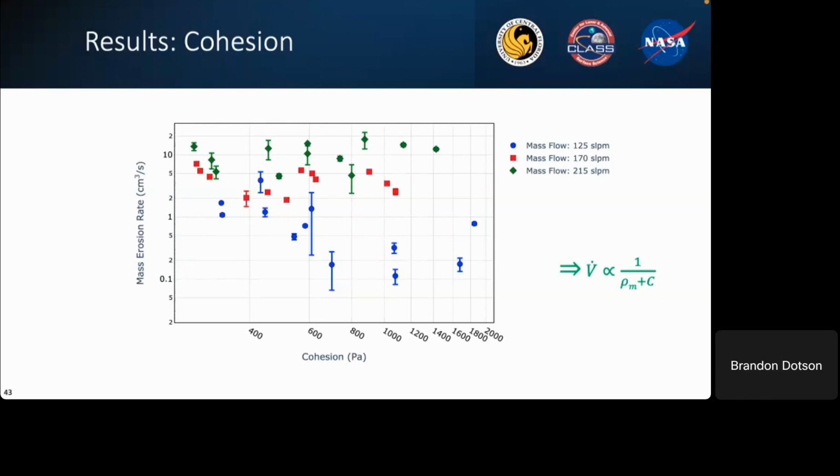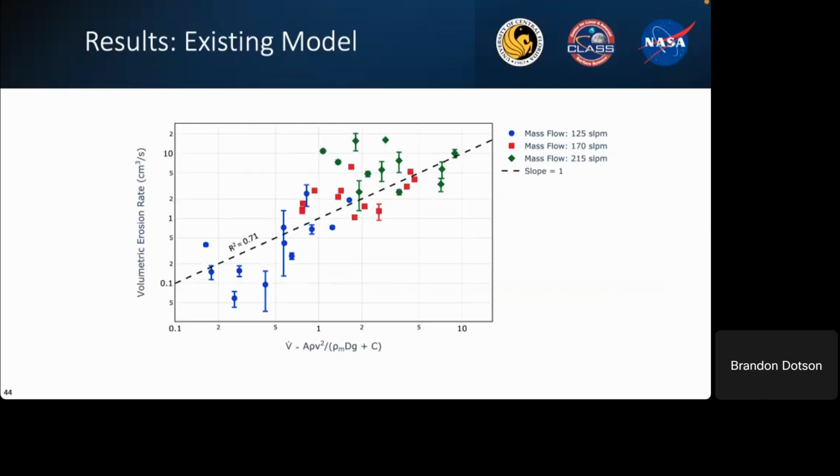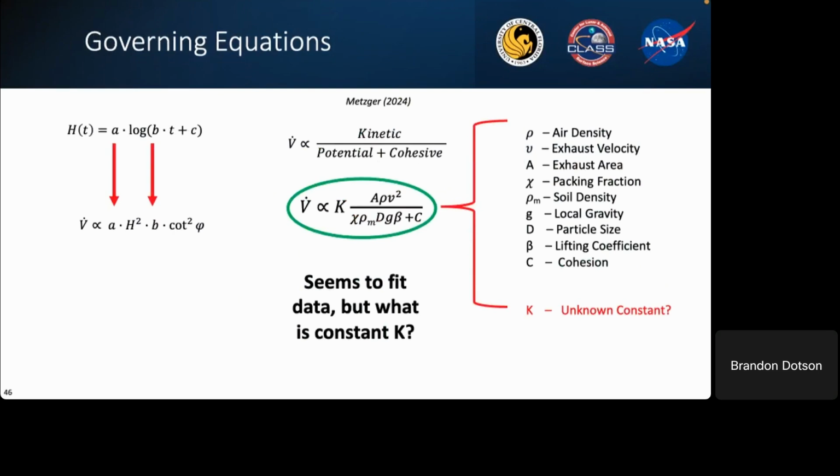Let's go next. So that again kind of shows us that we're on the right track here with its 1 over rho, rho being the density of the soil, and then cohesion. Let's go next. All right, so here I've plotted essentially what that equation looks like against the data. You can see it generally falls kind of close to this line, which is pretty good. So let's go forward a couple of clicks here. And what we see is that the equation actually looks kind of good, the one on the right here. But we really don't know what this value k is.